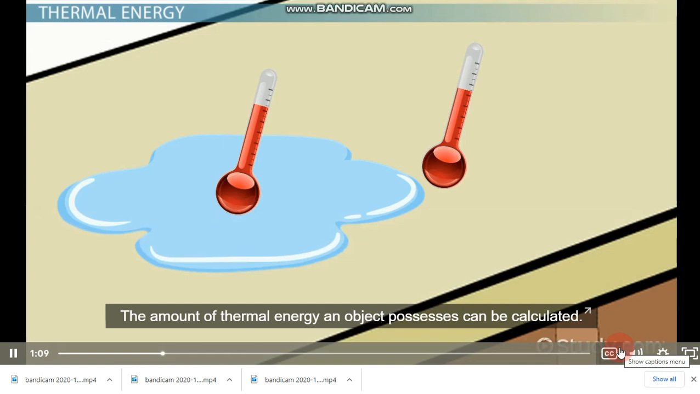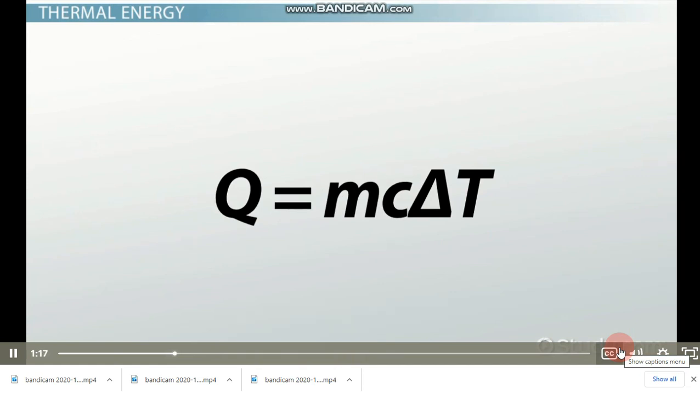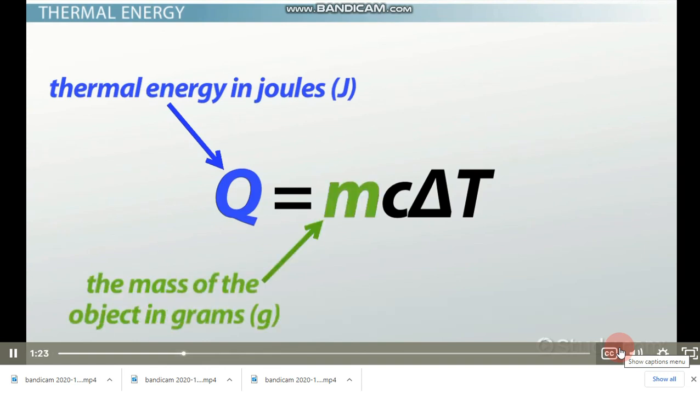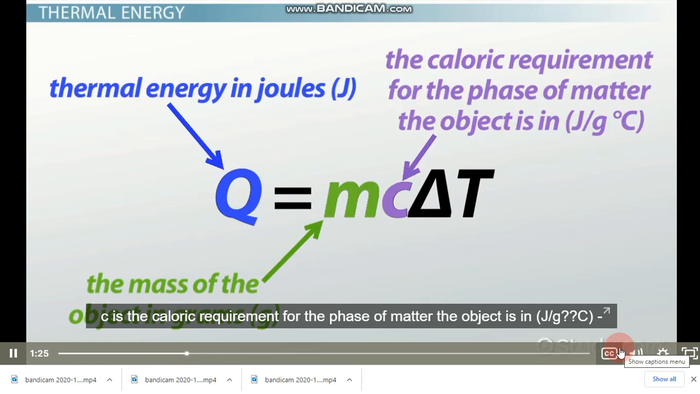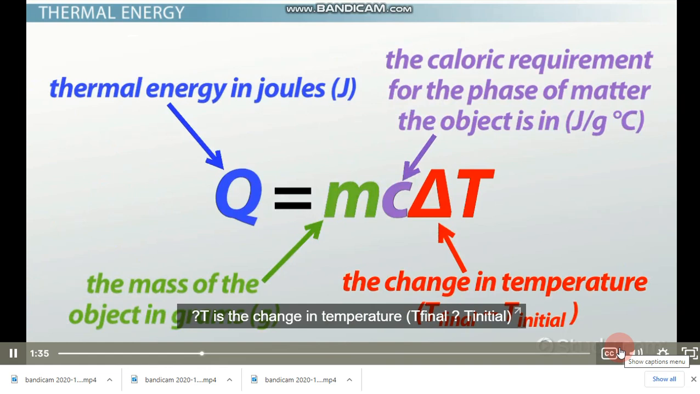The amount of thermal energy an object possesses can be calculated. Here is the equation. Q equals mc delta T. Q is thermal energy in joules, J. M is the mass of the object in grams, g. C is the caloric requirement for the phase of matter the object is in, in joules per gram degrees Celsius. For example, frozen water versus liquid water versus gaseous water. Delta T is the change in temperature, T final minus T initial.